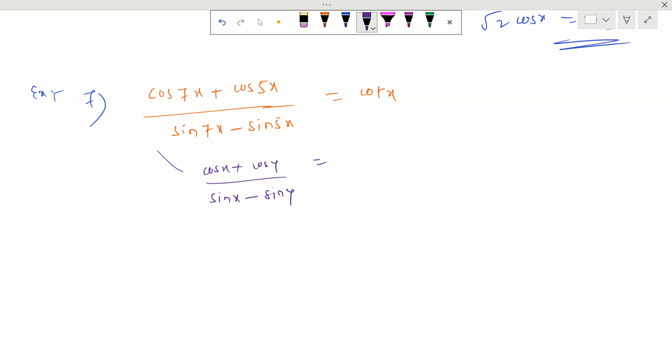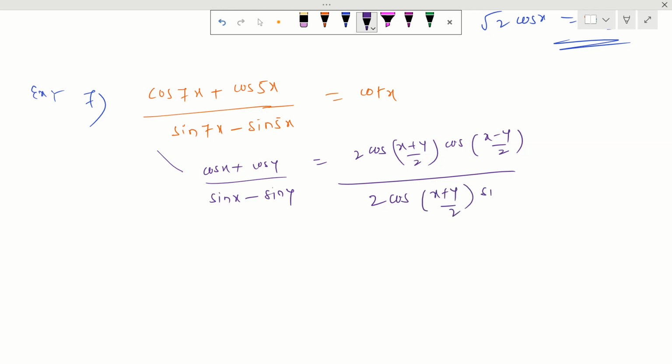The cos x plus cos y formula is 2 cos of (x plus y) by 2 and cos of (x minus y) by 2. This is the formula. And the sin x minus sin y formula is what? When it is minus, the first term is cos, so 2 cos of (x plus y) by 2, and the second term is sin of (x minus y) by 2. This is the formula. Now we have to put the values in these.